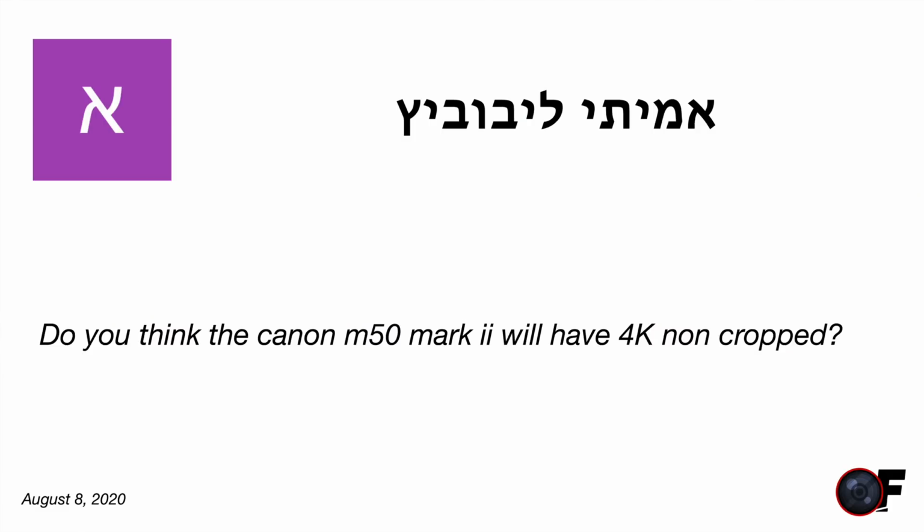Do you think the Canon M50 Mark II will have 4K non-cropped? If this was a couple of years ago, I would say it's going to have 4K, but it's going to have probably a 1.7 crop or a 1.6 crop. But look at the R5 and the R6. Yes, there is a crop in some modes, but it's very minor, like a 1.07 or 1.1. It's very, very minor.